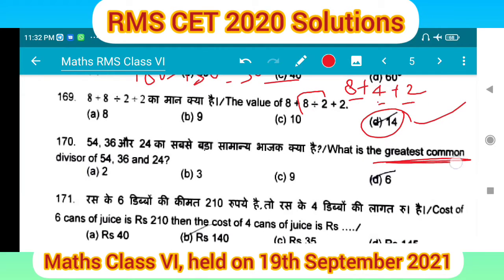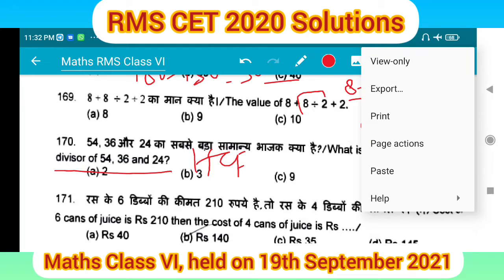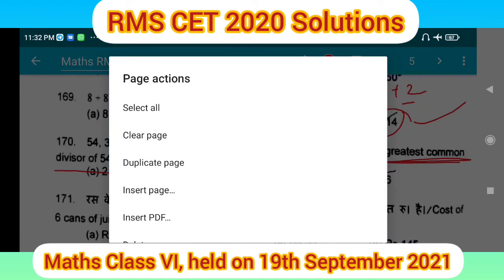What is the greatest common divisor? Greatest common divisor means HCF. HCF of these numbers. So now I can explain how to calculate the HCF.